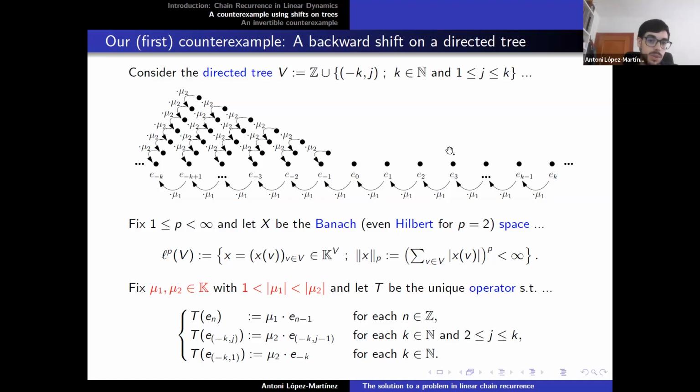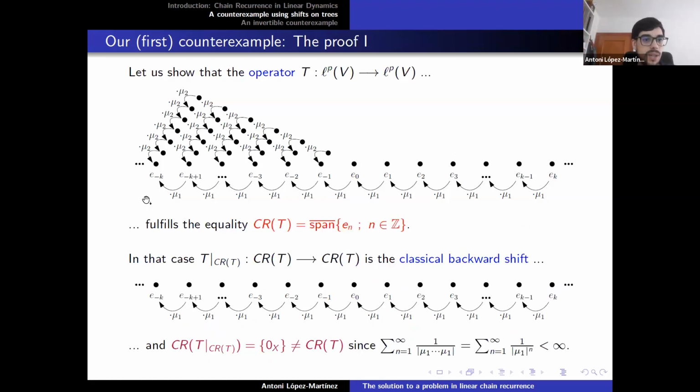So how to prove that this is a counterexample? The idea is that for this operator, we will have the equality that the set of chain recurrent vectors is exactly the closure of the span of the elements of the canonical basis sequence associated to the Z level, so in this level, okay? So if we prove this equality, the restriction is going to be a classical backward shift. And in fact, this classical backward shift has only the zero vector as a chain recurrent vector, because it is not fulfilling the properties that we were stating before in the characterization of backward shifts, okay? So if we are able to prove this equality, we are done.